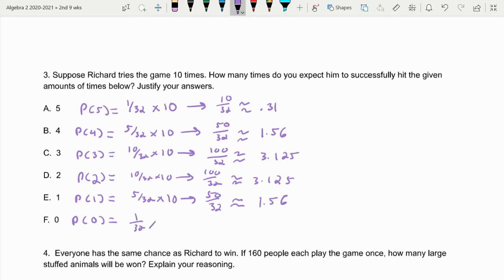1 out of 32 times 10. And we get the 10 over 32. All right, and that one is about 0.31. All right. So, like I was saying earlier, let's do this in a different color. So if you look at this, winning this grand prize here, we got 0.31. So it's very low to expect to pay it out.